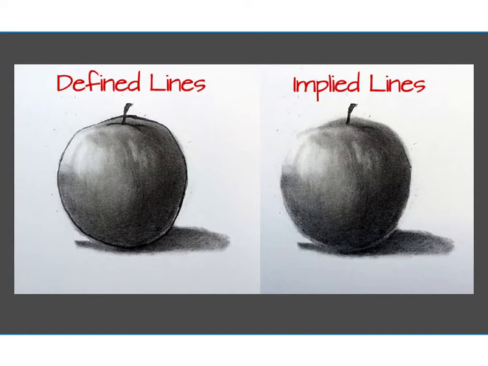Now, the difference between defined lines and implied lines is with a defined line, you can see it, and an implied line, you can't. So simply speaking, the apple on the left, the outline, the defined line, you can see all the way around the outside. The implied line in the one on the right means it's still there. The edge of the apple is still there, but it's not defined by a line.